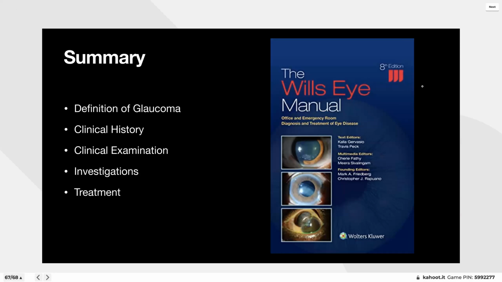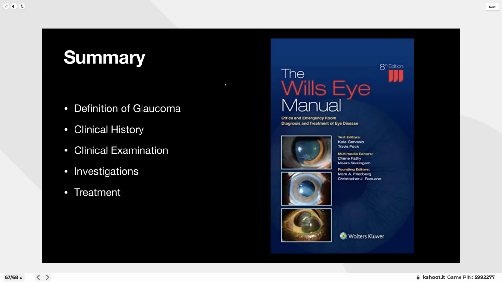So we'll talk a bit about the Wills Eye Manual. I had referenced that there were two big resources that I used while I was starting my ophthalmology career. The first was Kanski's Clinical Ophthalmology, and the second one was this Wills Eye Manual. It's a really good summary of the different subdivisions of ophthalmology, and it allows you to get a good sense of what's going on in the world of ophthalmology in these different sub-areas.